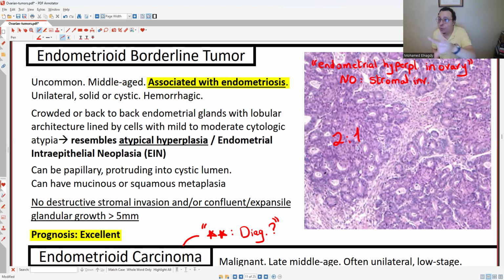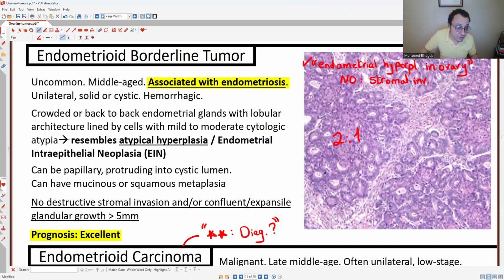That's endometroid borderline tumor. So endometroid borderline tumor, in summary, is endometrial hyperplasia in the ovary. There's no stromal invasion of the ovary, because you still see benign endometrial glands, but they are high in number. And there's still stroma in between these glands. However, the gland to stroma ratio is high, 2:1.